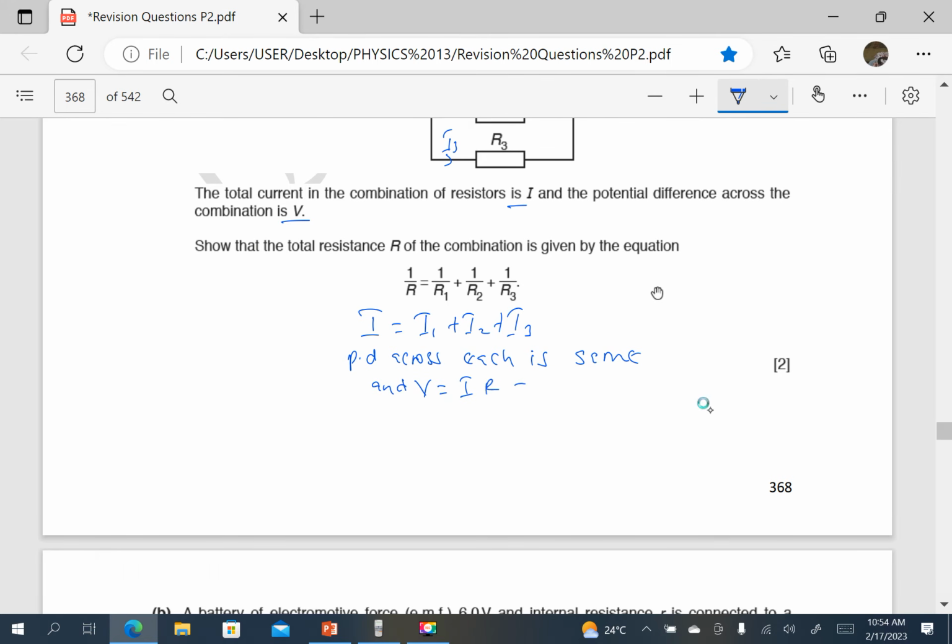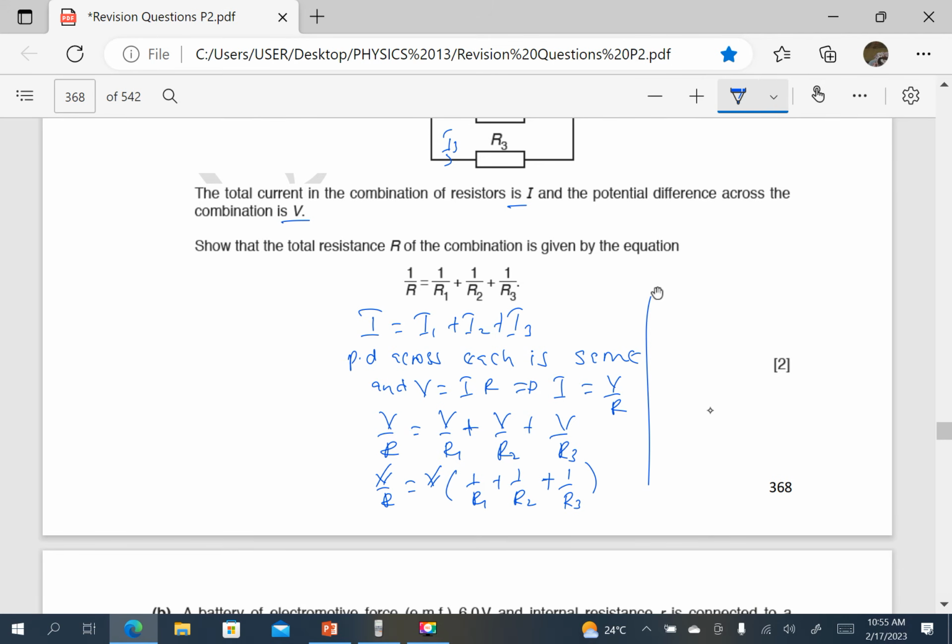Remember, the PD V is equal to I times R, which means the current I is equal to V over R. Therefore, we are now going to substitute for I, it is going to be V over R. For I1 to be V over R1 plus V over R2 plus V over R3. So there is a common factor of V on the right hand side. So V over R is equal to V into 1 over R1 plus 1 over R2 plus 1 over R3. So V cancels out, and you remain with 1 over R is equal to 1 over R1 plus 1 over R2 plus 1 over R3. So that is the equation required.